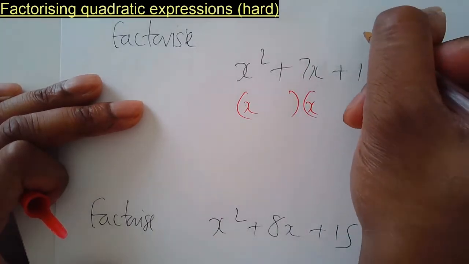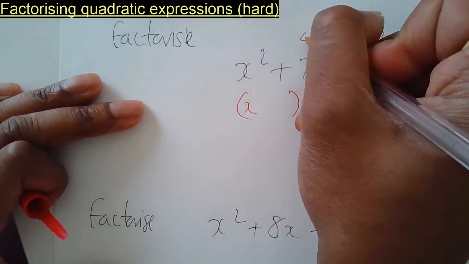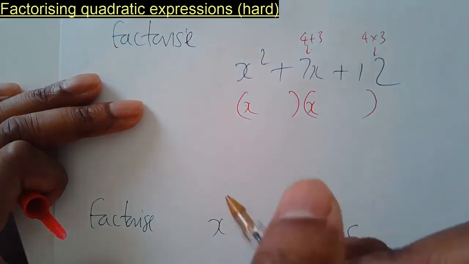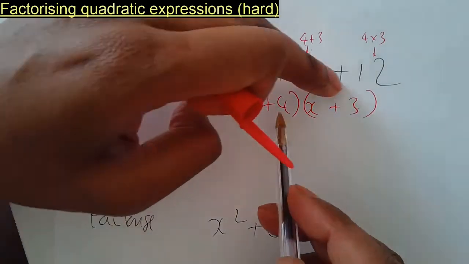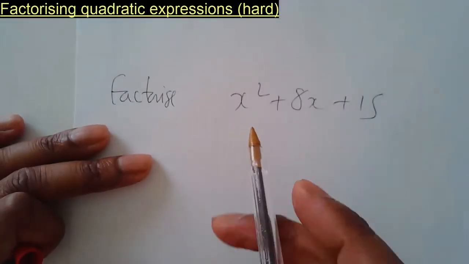Or 4 times 3. 4 times 3 gives you 12, but does 4 add 3 give you the 7? Yes, so you can put the 4 and 3 here and here, or you can swap them around if you want. It doesn't matter. Right, same with this one. There's no number in front of it, so it's straightforward.